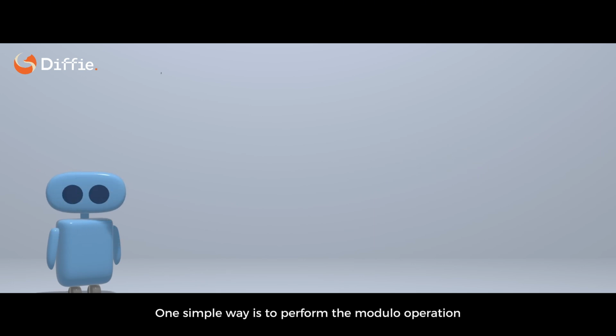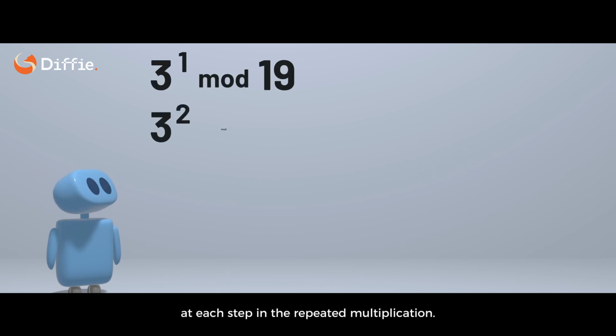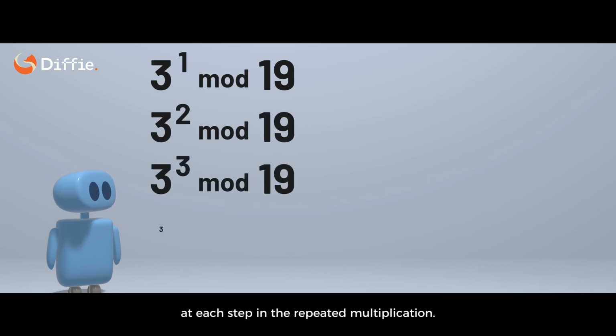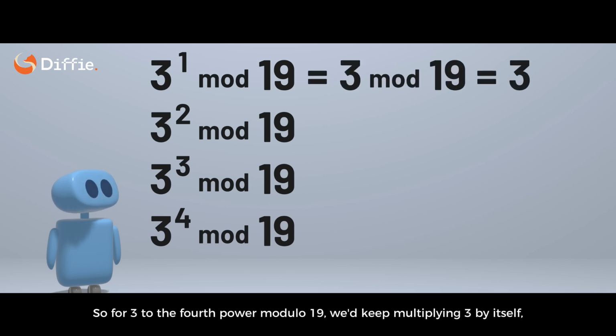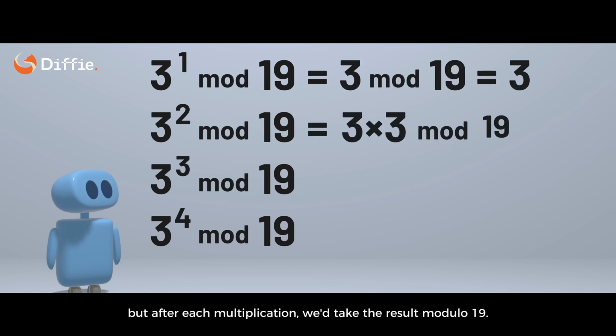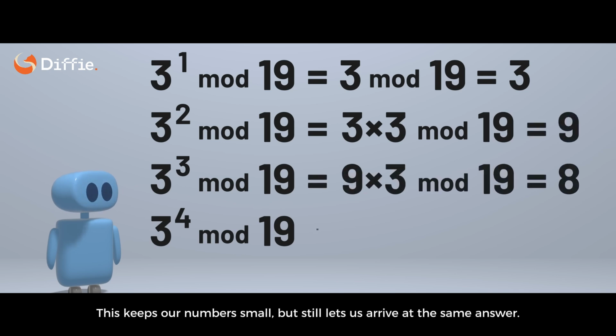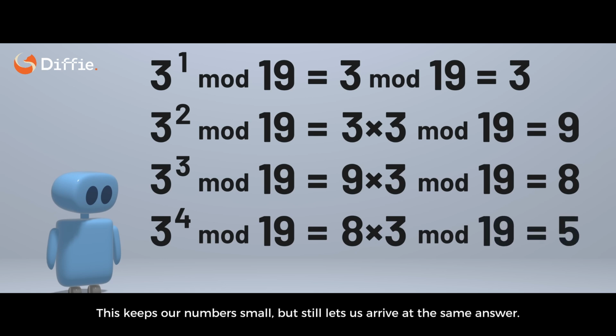One simple way is to perform the modulo operation at each step in the repeated multiplication. So for 3 to the 4th power modulo 19, we'd keep multiplying 3 by itself, but after each multiplication, we'd take the result modulo 19. This keeps our numbers small, but still lets us arrive at the same answer.